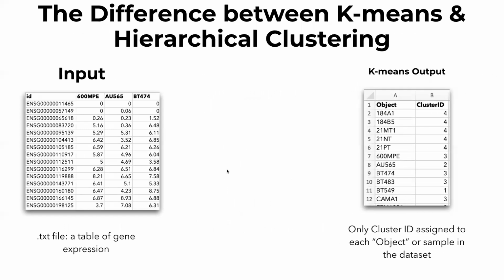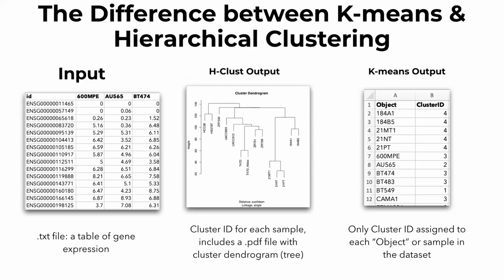But next we'll find that basal is going to be split into 2 clusters, with claudin-low in one, and then normal-like in the other. And lastly, you're going to find that luminal A is split into 2 clusters. And so our output for this pipeline is going to be a .txt file as well, and it's going to include a cluster ID that each sample or object is assigned to.